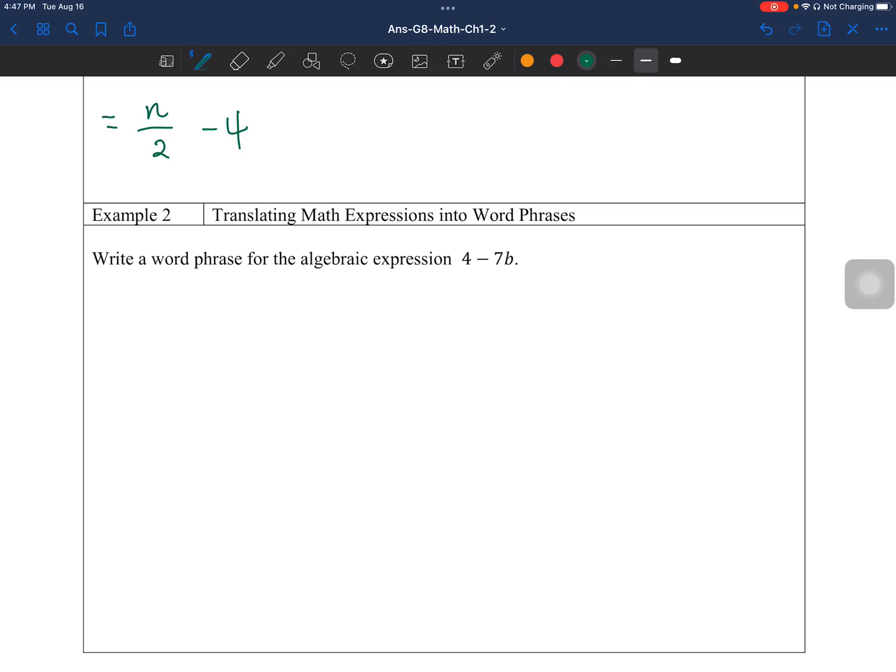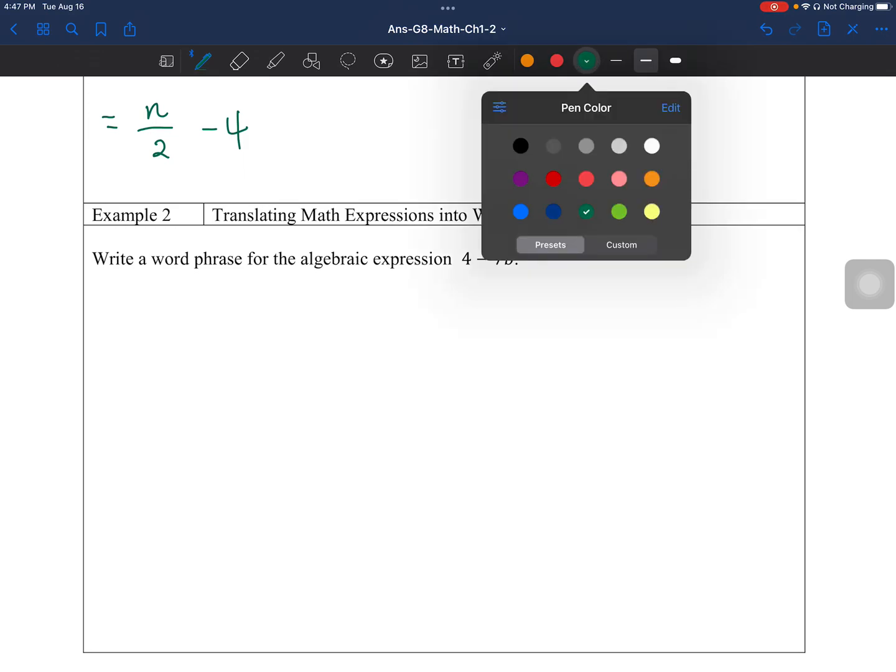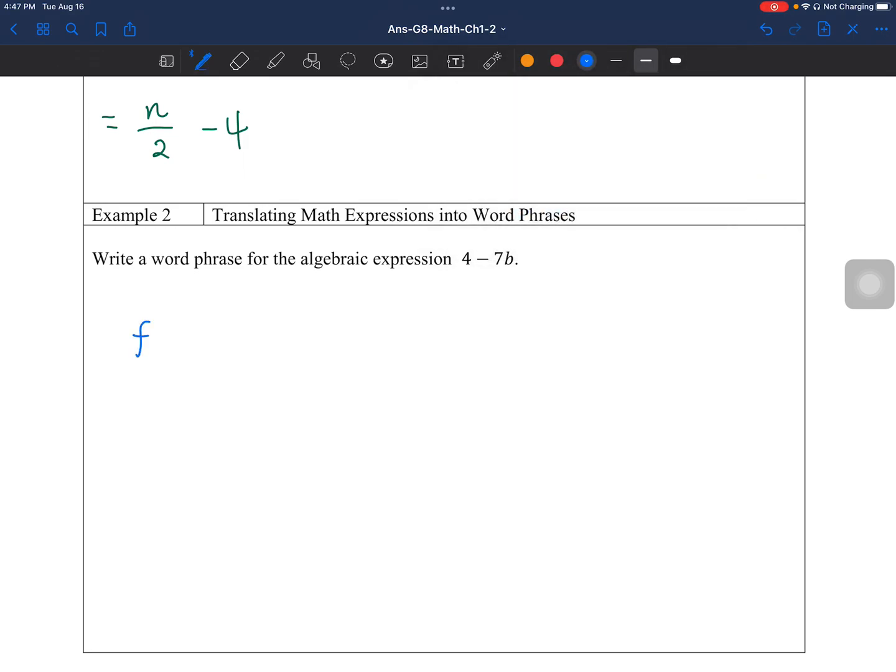I also have, what if I want to do it backward? 7b subtracted from 4. So I can use 4 minus. There is more than one way of writing this. I could write 7 multiplied by b, but I find product more cool. So I'm going to use product: 4 minus the product of 7 and b.